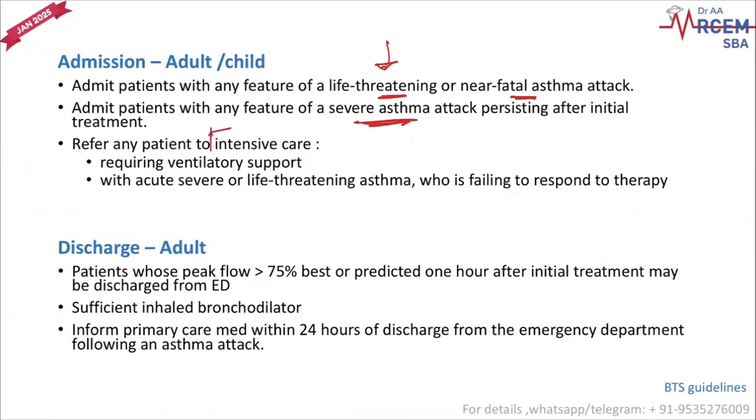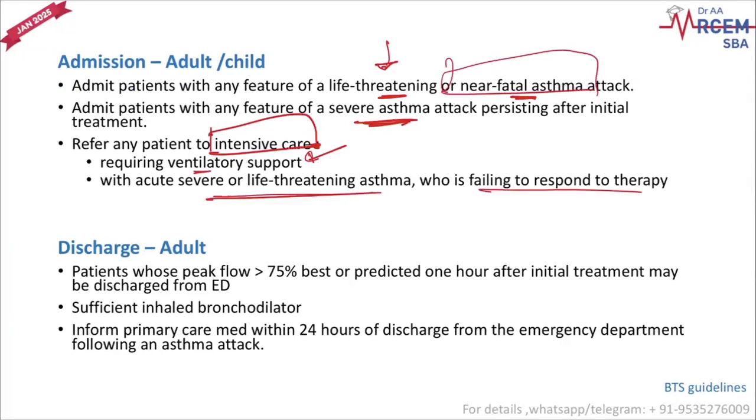When do you think the patient requires intensive care? Intensive care is required, obviously, when ventilator support is needed. For example, in near fatal asthma, usually you'll intubate the patient. With acute severe or life-threatening asthma failing to respond to treatment, in spite of giving treatment it is not improving at all, then you might have to think he may require ventilatory support. That's why he needs ICU care.